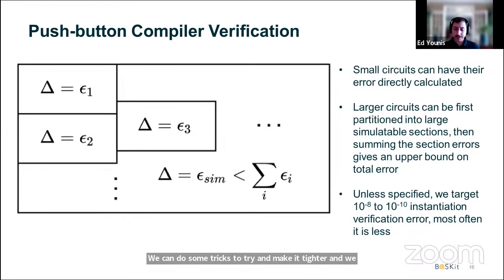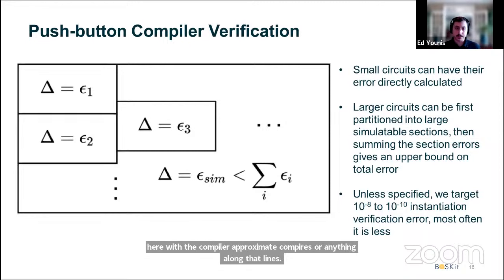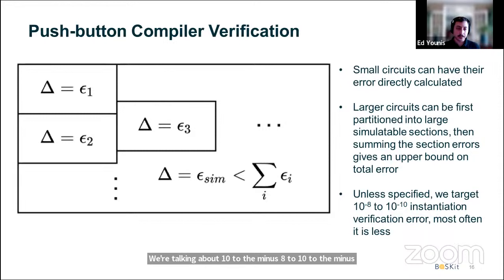But unless otherwise specified, whenever I talk about error with the compiler, approximate errors or anything along those lines, we're talking about 10 to the minus 8 to 10 to the minus 10 in Hilbert-Schmidt distance. This is very much on the order of floating point numbers. And most of the time, in a lot of cases, it actually comes down to 0 or even very, very much closer to 0.